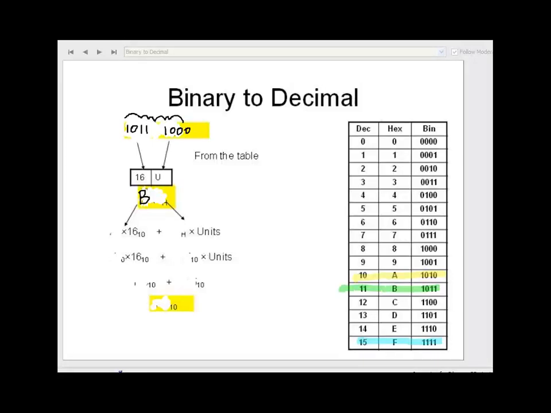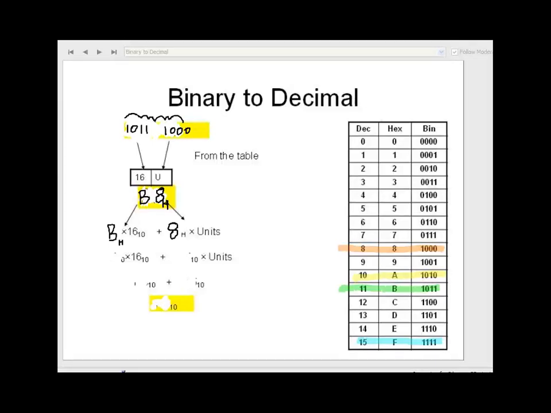Now, the next one is 1000. I'll look that one up on the table. 1000 is worth 8 in hexadecimal. So let me write that in: 8. And this is a hexadecimal number, so I have B8. So I have B lots of 16s, and 8 lots of units.